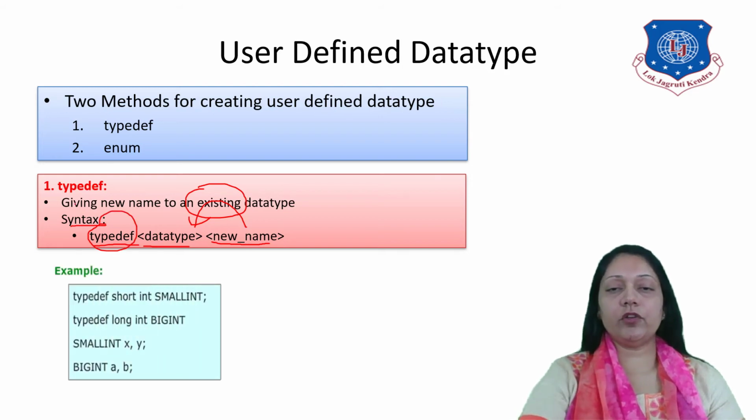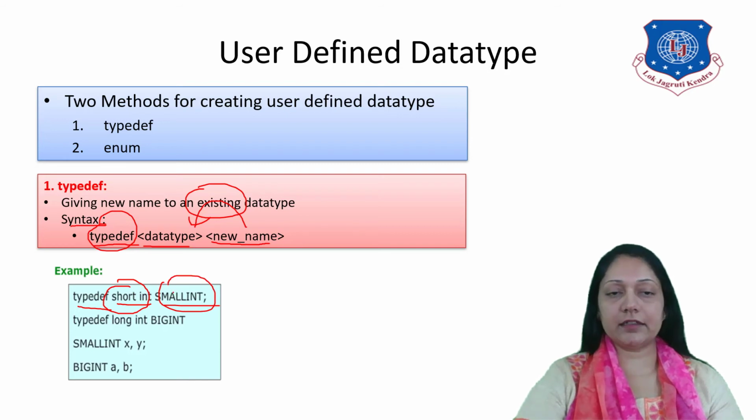Let's see how you're going to make a user-defined data type with an example. Typedef short int is my existing data type, short is the qualifier, int is my data type. I want to give another name, that is SMALLINT. All in capitals, or it can be in small letters also, depending upon your choice. And a semicolon. It means I'm giving a new name to short integer and my new name is SMALLINT.